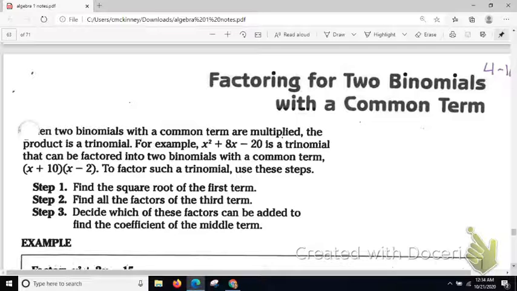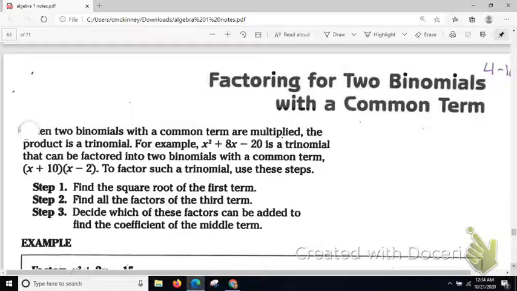All right, so 2 sets of parentheses. I always just go ahead and make 2 sets of parentheses. You're always taking the square root of the first term. Since these are all x squared, it's just an x in each. Then you need to think about what multiplies to be the end and adds to be the middle.